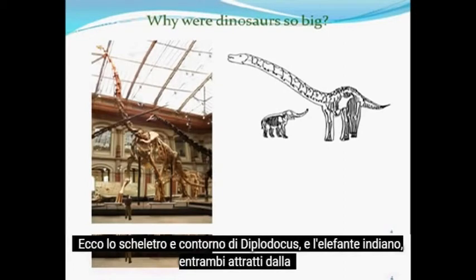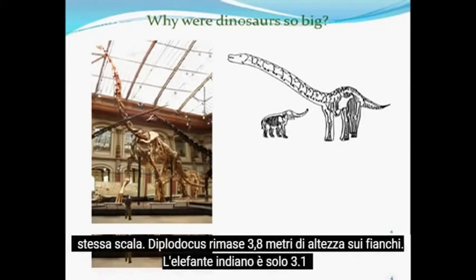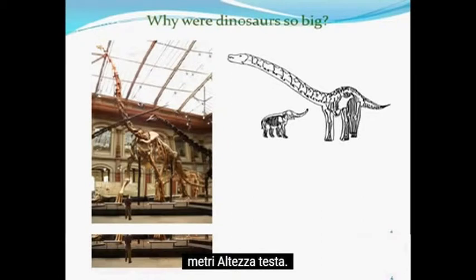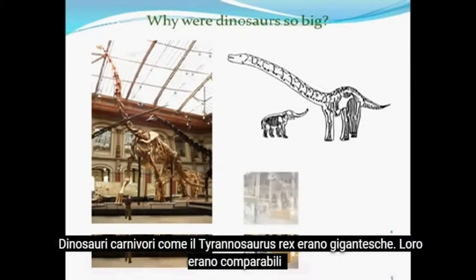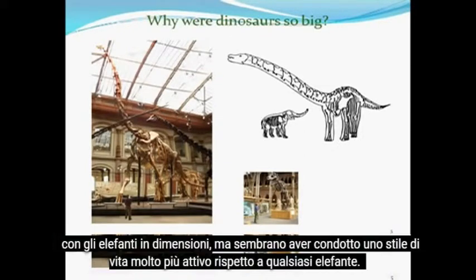Here's the skeleton and outline of Diplodocus and the Indian elephant, both drawn to the same scale. Diplodocus stood 3.8 meters tall at the hips. The Indian elephant is only 3.1 meters head height. Carnivorous dinosaurs such as Tyrannosaurus rex were also gigantic. They were comparable with elephants in size, but seemed to have led a much more active lifestyle than any elephant.